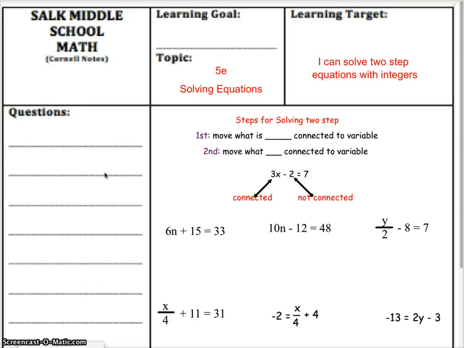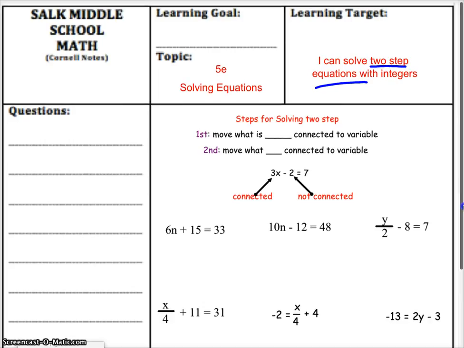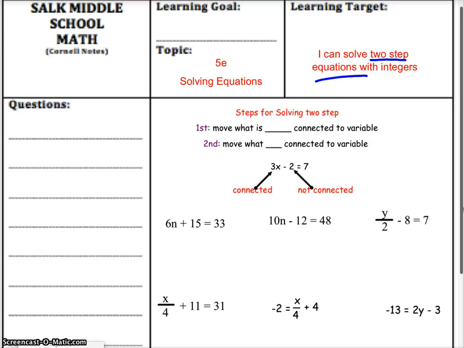Algebra unit. We are going to continue solving equations. Today you're going to solve two-step equations with integers. Integers means positive and negative whole numbers. Okay. The steps for solving two-step.